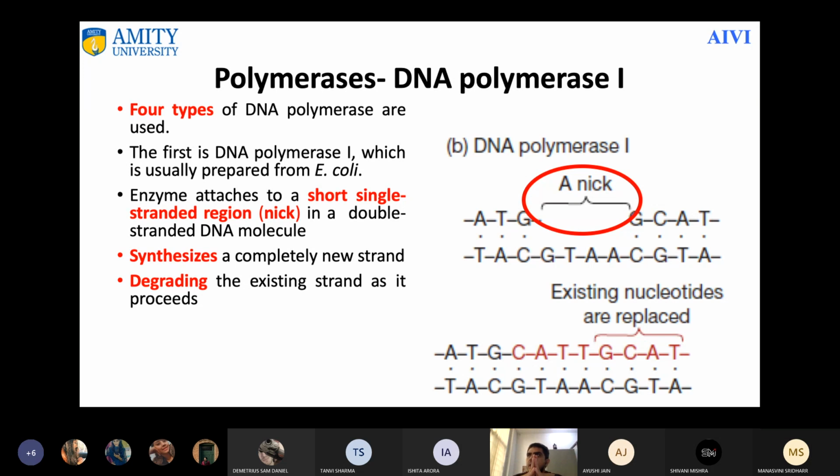A nick is just a break. When you call it a gap, there must be missing groups. All nicks are not gaps, but all gaps are nicks. So whenever a break is generated it is a nick. Even a gap you can consider under nick, but all nicks you can't consider under gap.